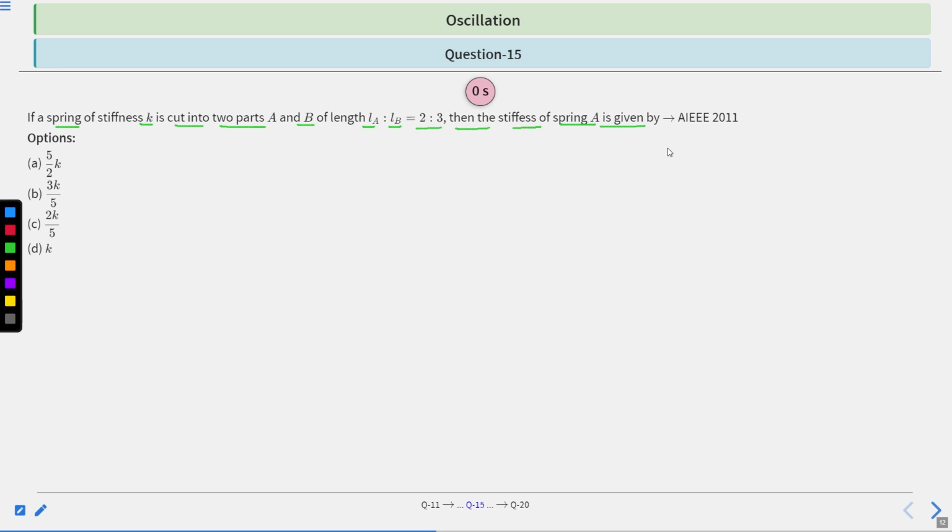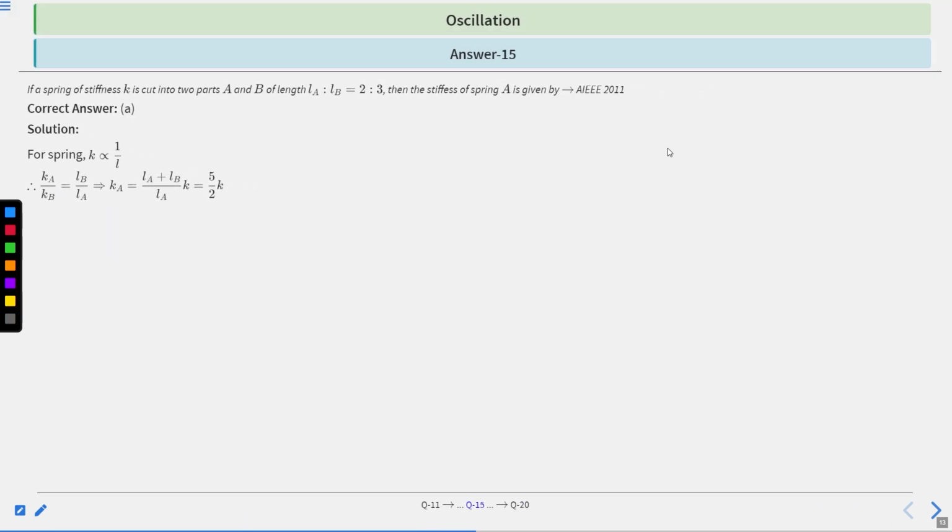Let's find a solution. So a spring of stiffness K is cut into two parts A and B, of length ratio 2 to 3. The stiffness of spring A is calculated using this concept: K is directly proportional to 1 by L. So Ka divided by Kb is equal to Lb divided by La. This is the ratio formula.